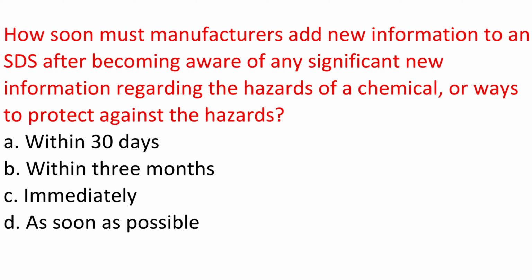Question: how soon must manufacturers add new information to an SDS after becoming aware of any significant new information regarding the hazards of a chemical, or ways to protect against the hazards? A. Within 30 days. B. Within 3 months. C. Immediately. D. As soon as possible.